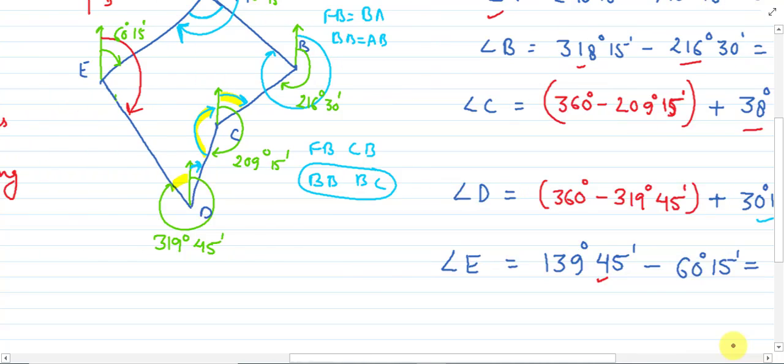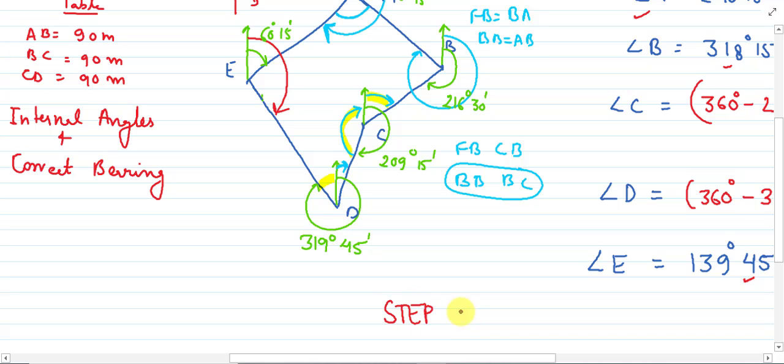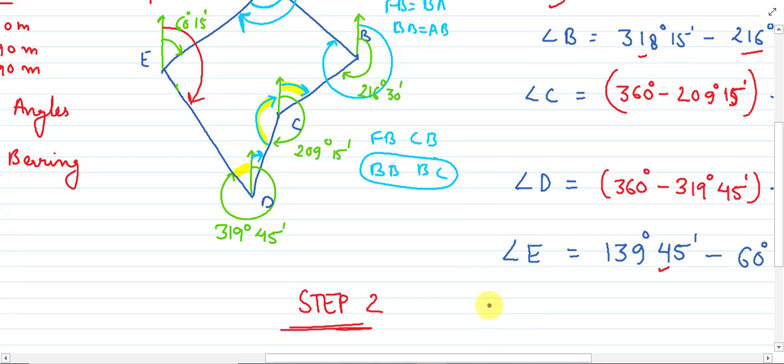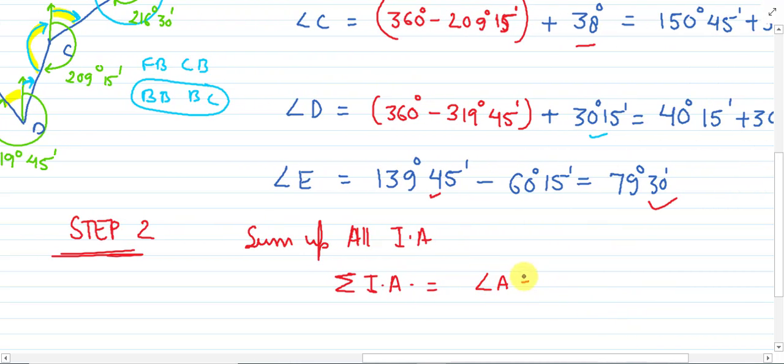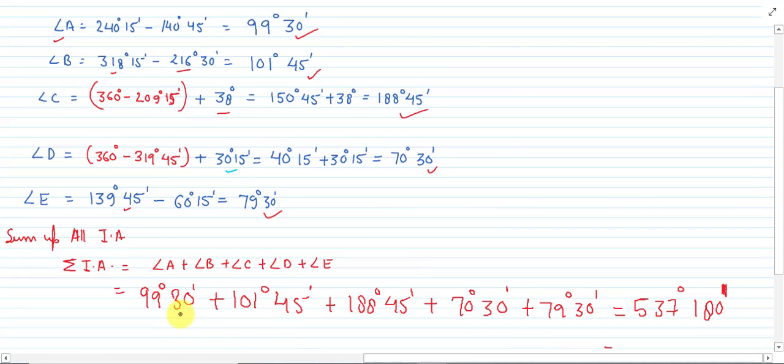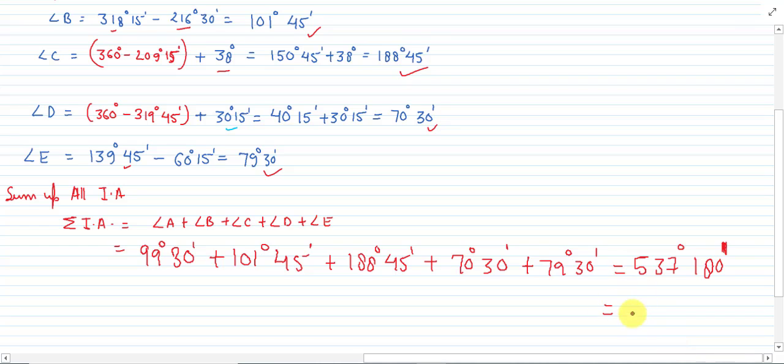Now we move to step two. What is our step two? We just sum up all the internal angles. The sum of all internal angles can be represented like this: Sigma internal angle will be equal to angle A plus angle B plus angle C plus angle D, and the last one is angle E. On addition of all angles, we get the value of 537 degree 180 minutes. Now we convert this 180 minutes into degrees. This will be equal to 537 degree plus 3 degree, because 1 degree is equal to 60 minutes, so 3 degree is equal to 180 minutes. In that case, this will be equal to 540 degree.